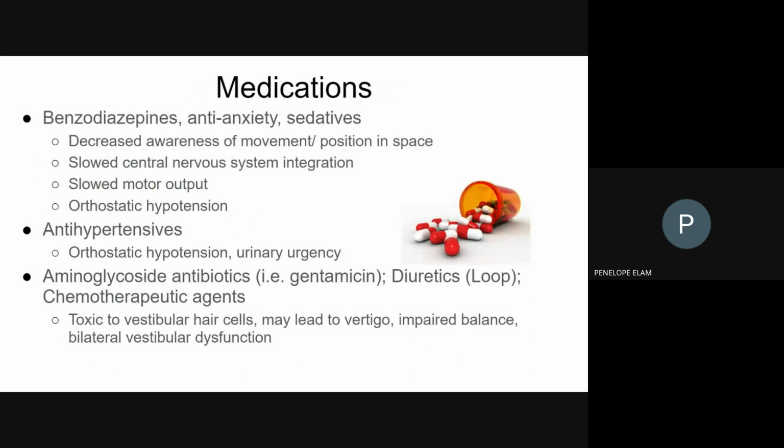going to impact dizziness. So if somebody's on anti-anxiety or a sedative, basically it's going to slow down the central nervous system. So they're not going to react as quickly, and it's going to diminish what their symptoms feel like. So they may not be giving you the truth as to how flared up they are or how bad their symptoms are. We also want to think about if they're on antihypertensives, okay, because we could have orthostatic hypotension, which might be causing some of their complaints of dizziness.